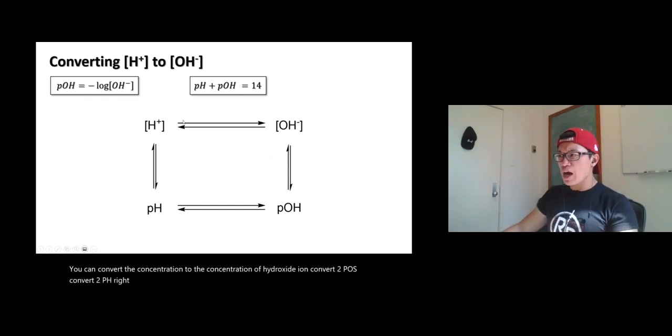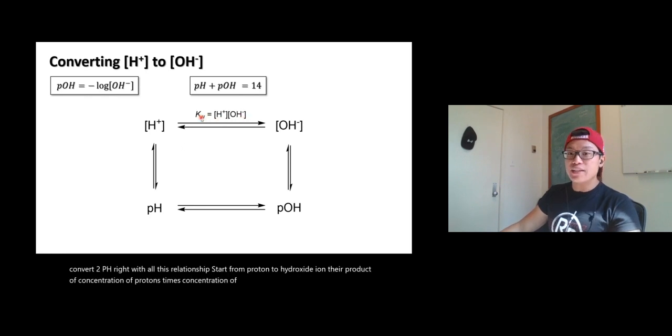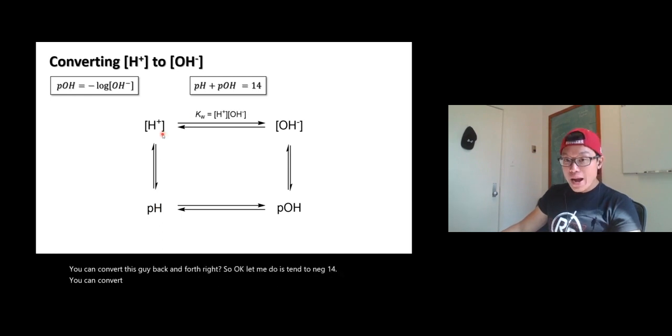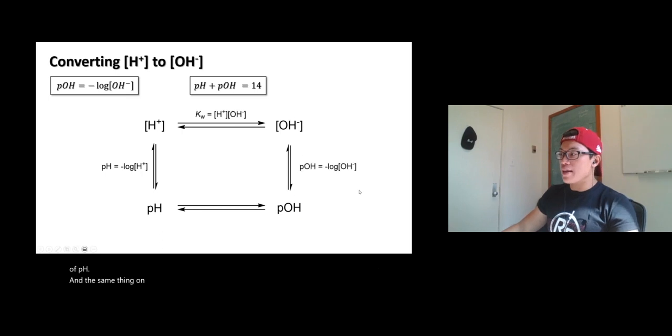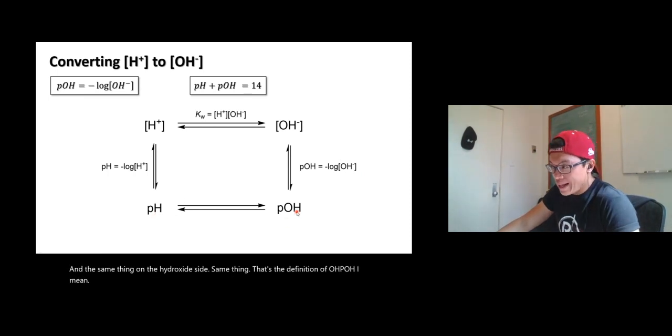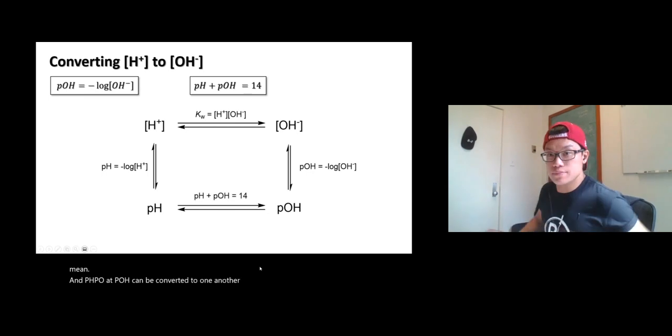With all this relationship, start from proton to hydroxide ion. The product of concentration of proton times concentration of hydroxide ion is Kw, 10⁻¹⁴. You can convert this back and forth. You can convert pH and the concentration of hydronium ion or proton by using the definition of pH. And the same thing on the hydroxide side, that's the definition of pOH. And pH and pOH can be converted to one another because combined they equal 14.